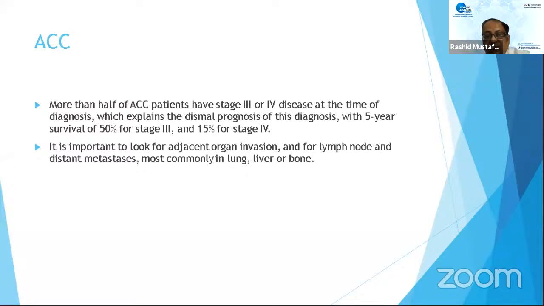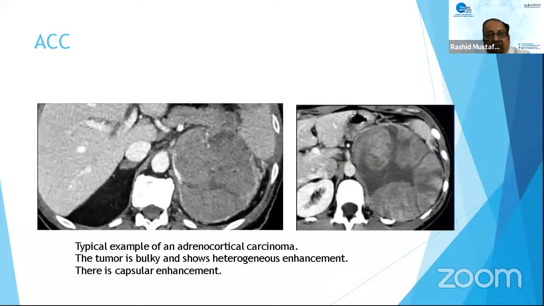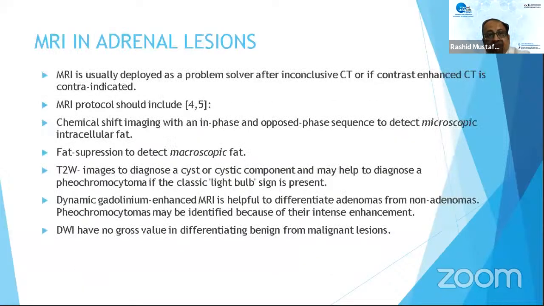It's important for the radiologist to look for adjacent organ invasion, lymph node involvement and distant metastasis, commonly to lung, liver and bone. A typical example of adrenal cortical carcinoma: a bulky large tumor showing heterogeneous enhancement with an enhancing capsule.